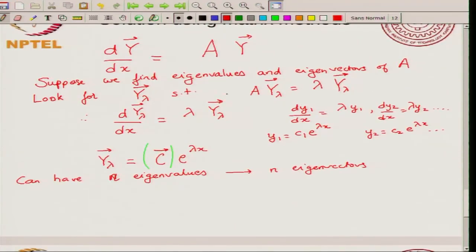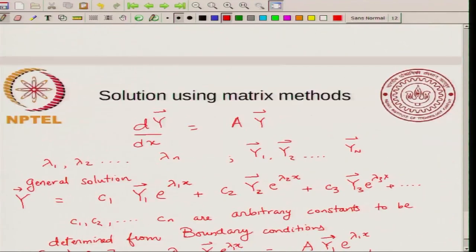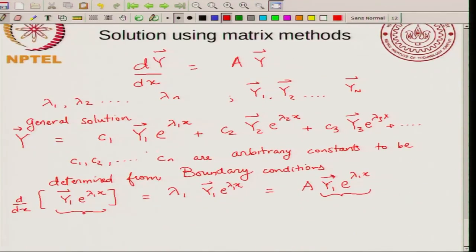So what we have to do is to find these eigenvectors, and these eigenvectors satisfy this differential equation, because dy by dx is A times y lambda, which is lambda times y lambda, and what that gives us is that dy lambda by dx is lambda times y lambda. And this immediately tells us that y lambda should have this exponential factor. We can go ahead and write it as some constant times an exponential. We have n eigenvalues and n eigenvectors, so we can write the general solution in this form, and you can verify that each of these terms will satisfy the differential equation.